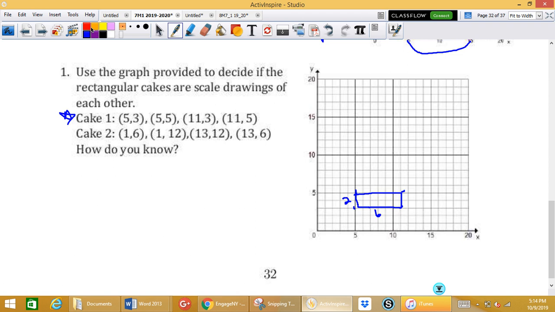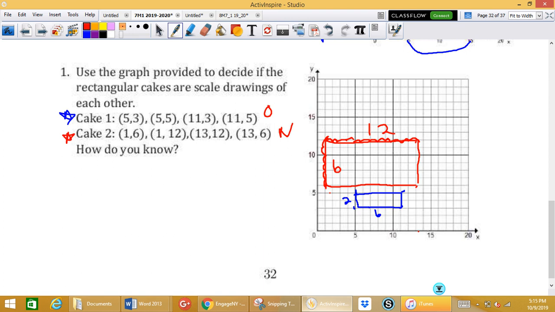The other one I'll do in red. So over 1, up 6. Over 1, up 12. Over 13, up 12. And over 13, up to 6. So this is 6 high, and 12 long. So I'm going to call this one the original, and this one the new.